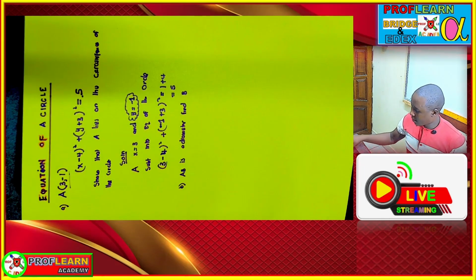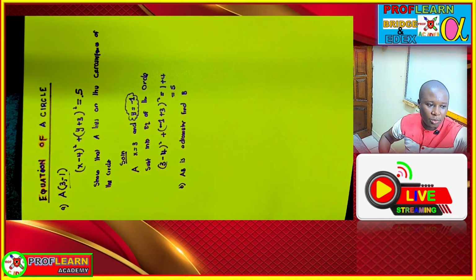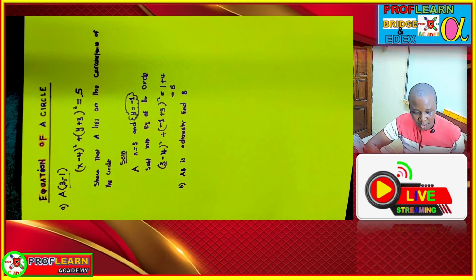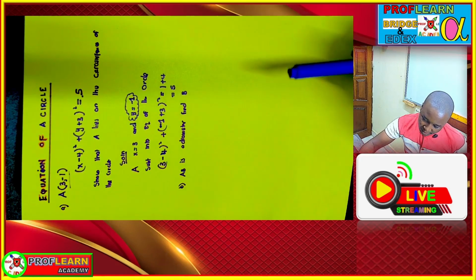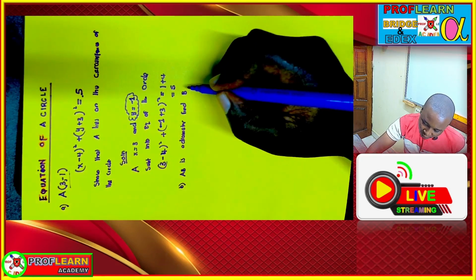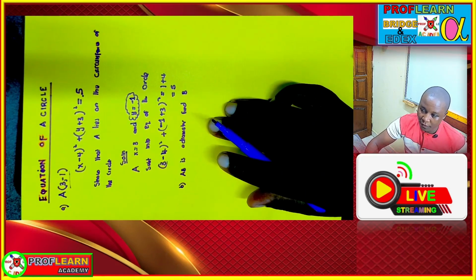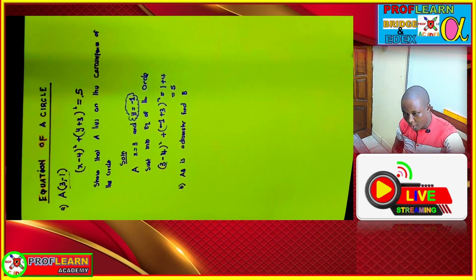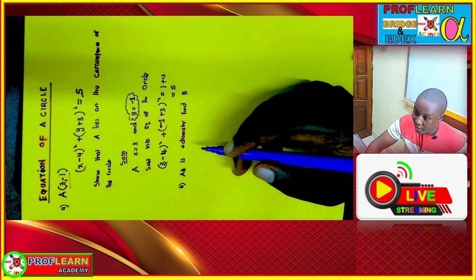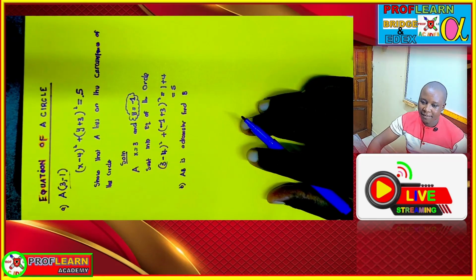The next part we were supposed to work out is this part that is asking us to do what? You are told that given that AB is a diameter, find the coordinates of B. We are finding the coordinates of this value of B here. Okay, so how do we go about that? How do you find the coordinates of B that we are talking about here?